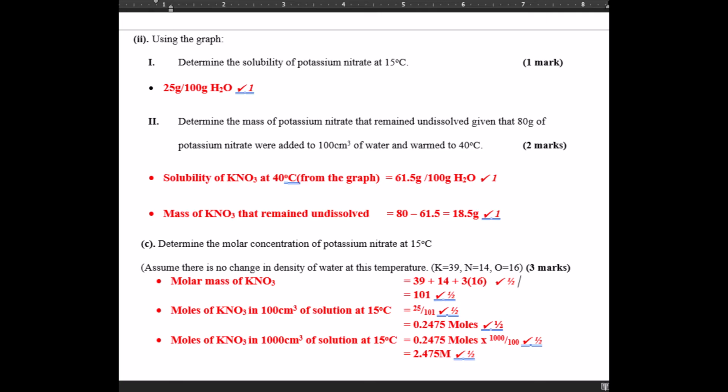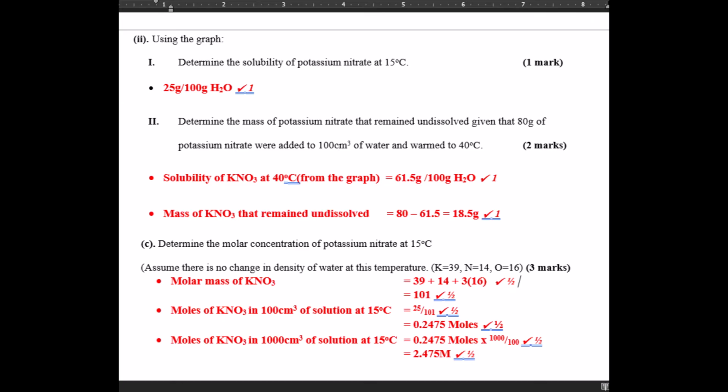Then go ahead, you are supposed to calculate the molar concentration of potassium nitrate at 15. Remember from Roman 2 part 1, the solubility of potassium nitrate at 15 is 25 grams in 100 grams of water. So first of all, work out the molar mass of potassium nitrate, and you get 101.